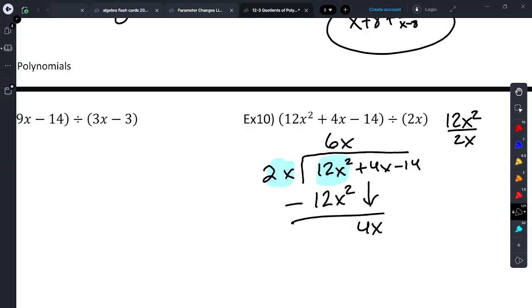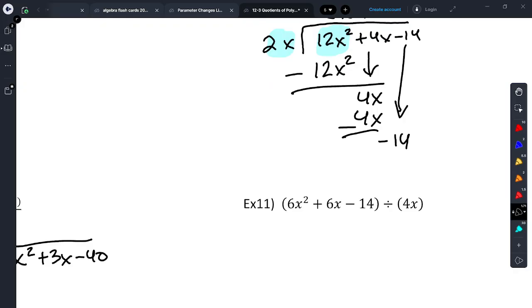How many times does 2x go into 4x? How many times? 2. So what kind of 2? Plus 2. 2 times 2x is 4x. Remainder 0. Bring down the negative 14. How many times does 2x go into 14? It can't. What does that mean? I've got a remainder of negative 14.